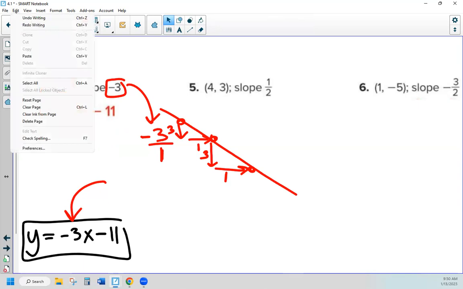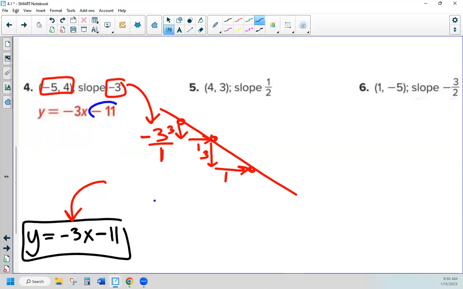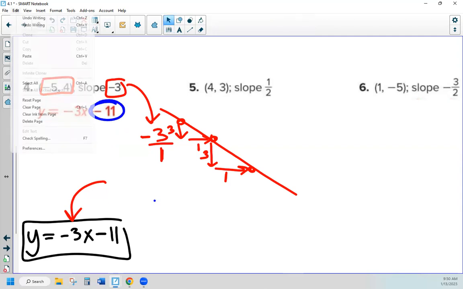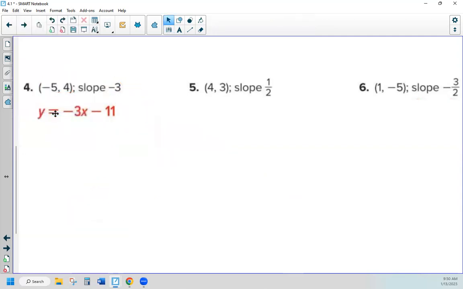And then not only that, but also that this right here, negative 11, is where we cross the y-axis. That's why we call it the y-intercept.